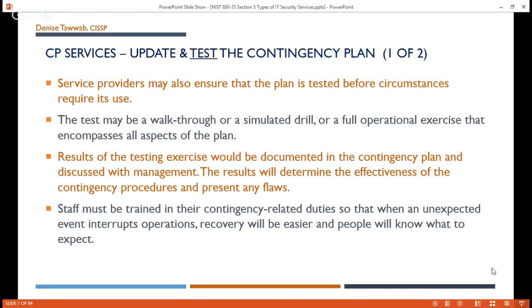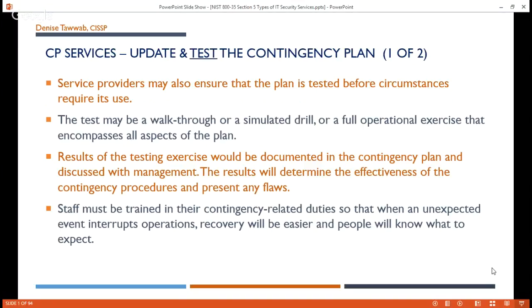Okay, updating and testing the contingency plan. Your service provider may ensure that the plan is tested before the circumstances require it. The test may be a walkthrough or a simulated drill or a full operational exercise that covers all aspects of the plan. A lot of companies do tabletop drills, but you do want to get your people together to practice this so that people know what they're supposed to do when the contingency plan is activated.